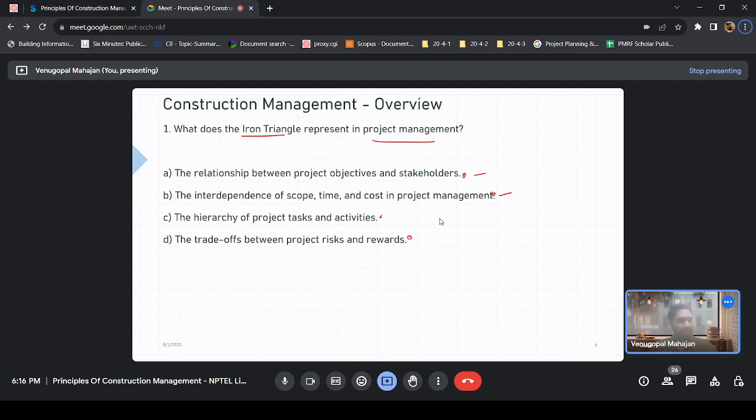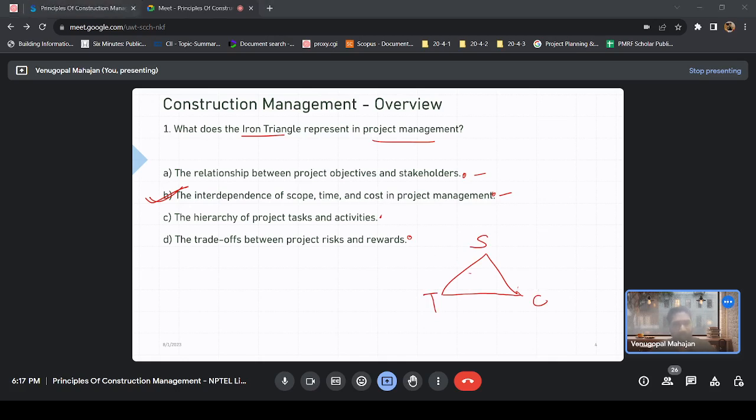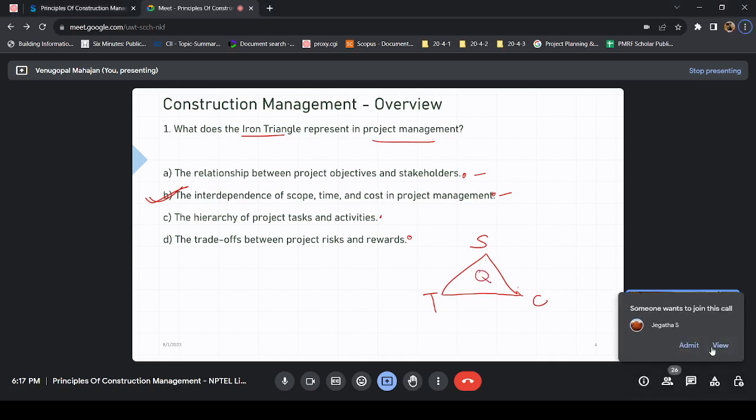Project management, I am leaving it to you guys, because this is principles of construction management. By the end of this course, hopefully you will get a greater idea of what it is. Now coming to the iron triangle. The iron triangle shows the interdependence of scope, time and cost in project management. So let's make the iron triangle. We have scope, time and cost. What does this triangle represent? This shows that the quality of the project is dependent on these three things.